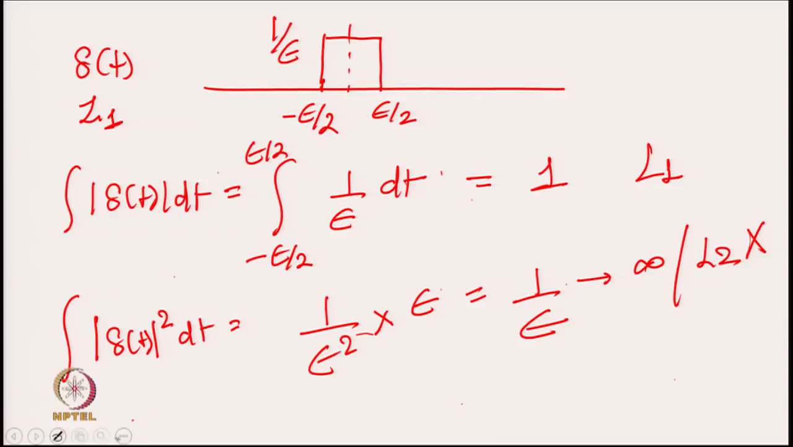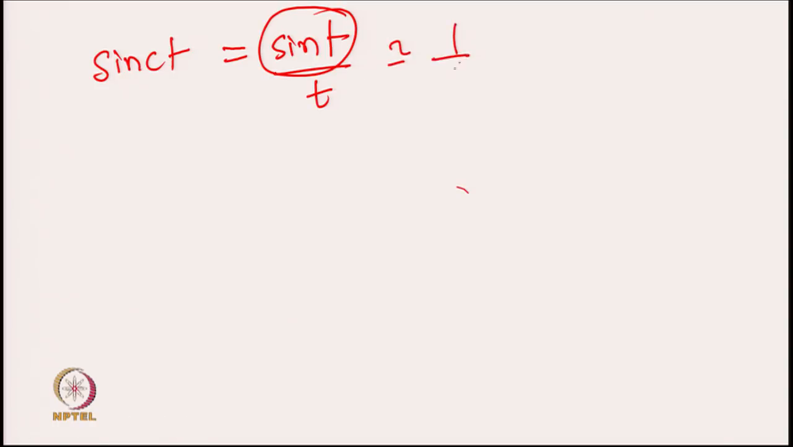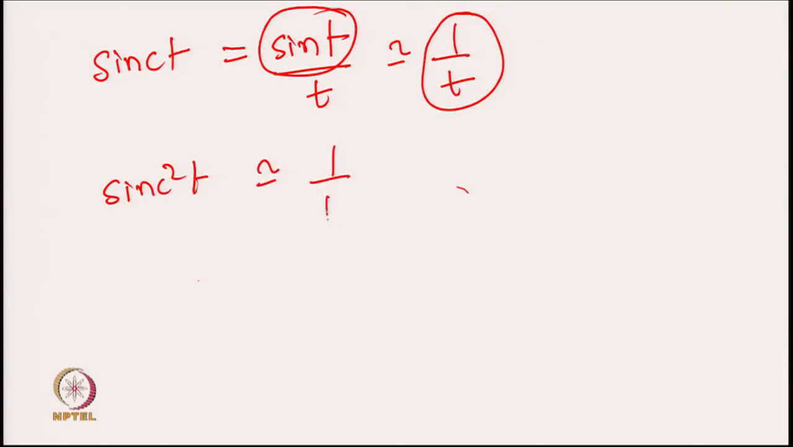Let us now check for sinc t. Now, the proof for sinc t would be the most complicated out of the three of them, but we can use one idea. Sinc t is represented as sin t by t, and sin t is an oscillatory function, it goes from minus 1 to plus 1. So, sinc t for large t can be approximated as 1 by t. So, sinc t decays as 1 by t, whereas sinc square t would decay as 1 by t square.